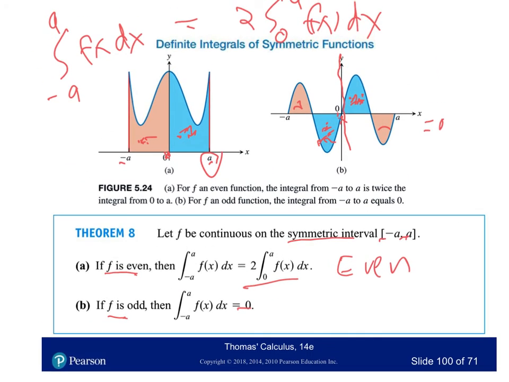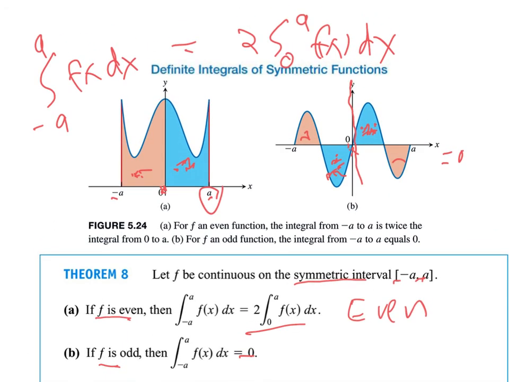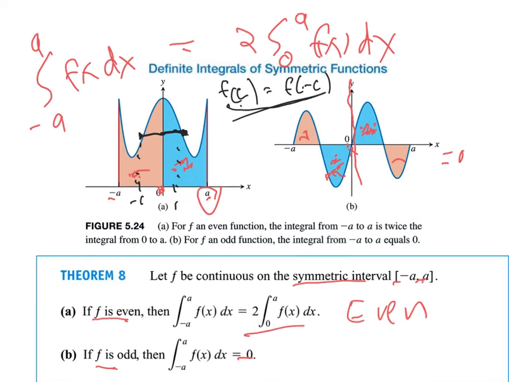Even meant, let me remind you, that f of c, whatever c I plug in, will be equal to f of the opposite of that c. If I plug in a c, that gives me a height. If I plug in the opposite of c, it gives me the same height. That's the definition of even.